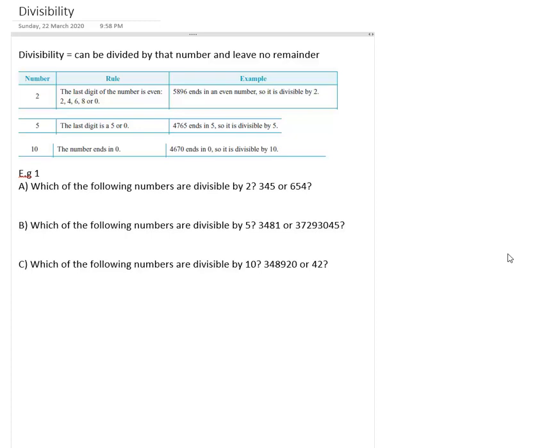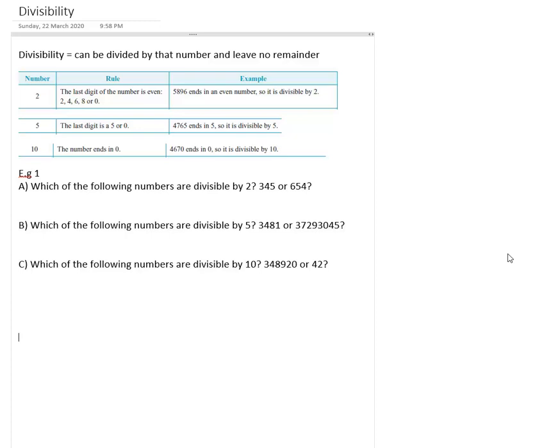Okay, so today we're looking at divisibility tests, which just means can a number be divided by another number and leave no remainder? If, when you divide it, you do get a remainder, then we say it is not divisible by whatever number we are dividing by. Some of these are quite simple and straightforward, and some of the other numbers are a little bit more complicated. We're going to start with some easy examples here.